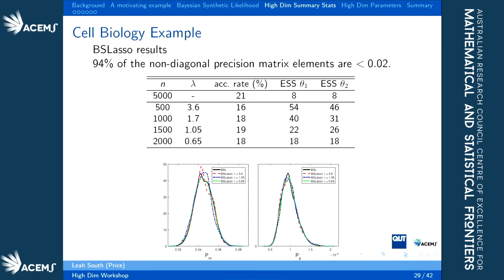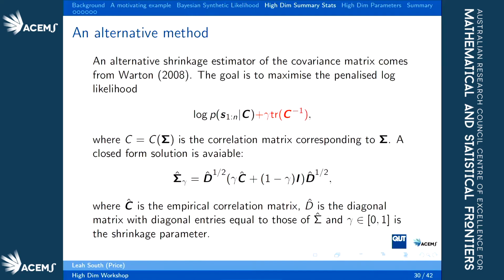And if you look at the posterior distributions, in black we've got BSL, and then in red, blue, and green we've got varying values of lambda and n, where the value of lambda is highest for red, so that's got the most sparsity. And all of these approximations are appearing quite similar. So we're getting similar approximations, but more efficiently.